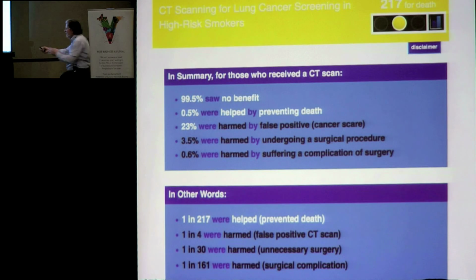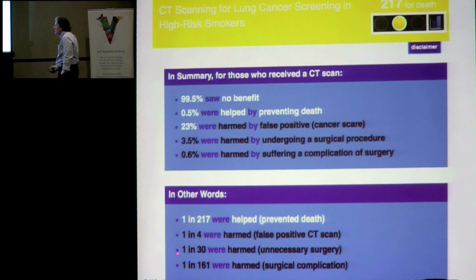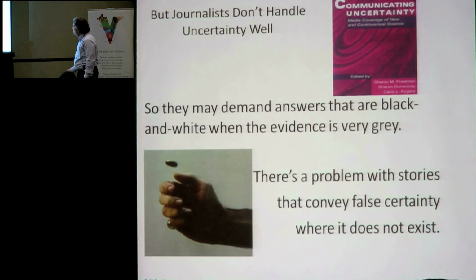In other words, we can explain things this simply. 1 in 217 were helped. 1 in 4 were harmed by false positive CT scans. 1 in 30 harmed by unnecessary surgery. 1 in 161 harmed by surgical complication. Then we can ask smokers to think about, which one do you want to be? Do you want to roll the dice? This would be an informed decision.